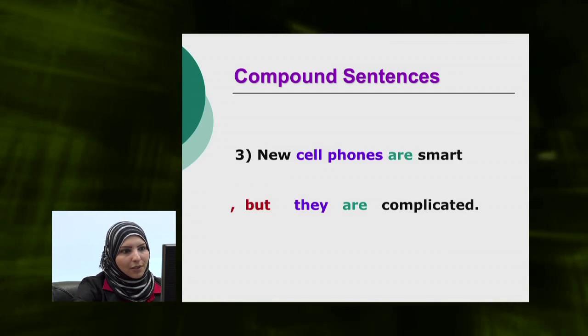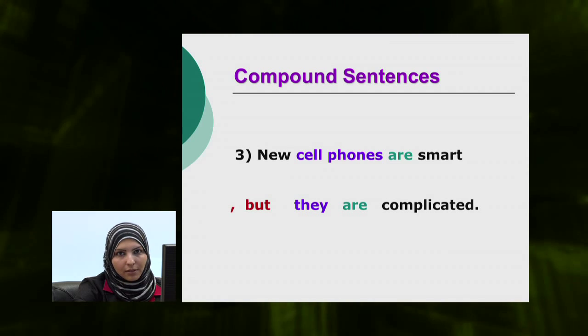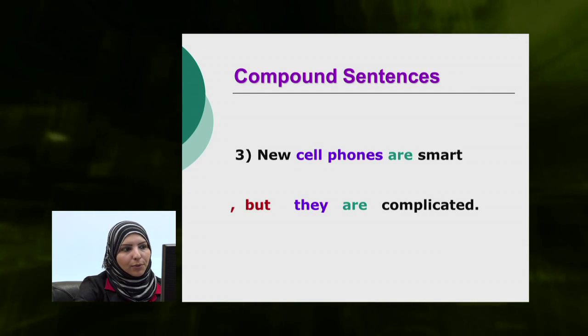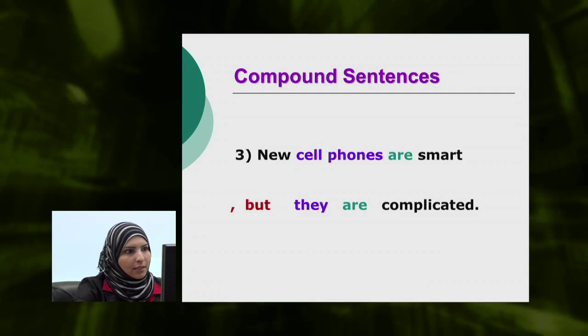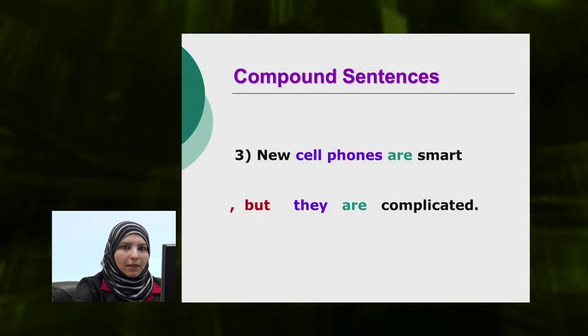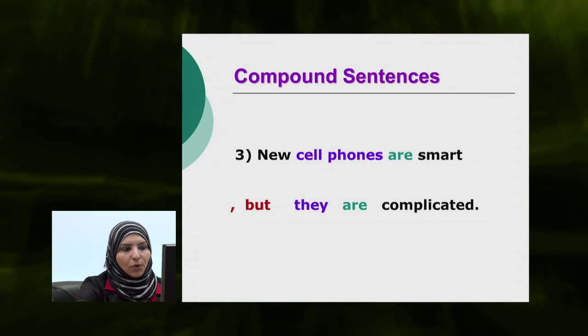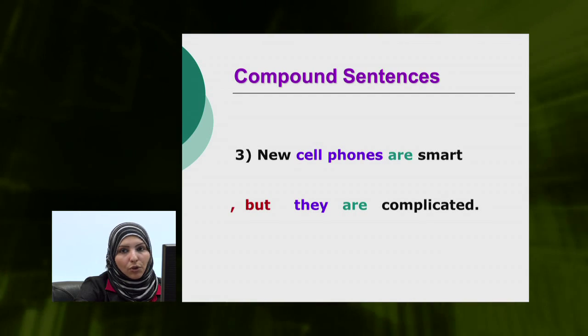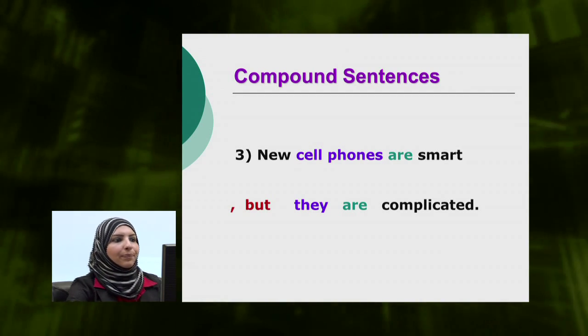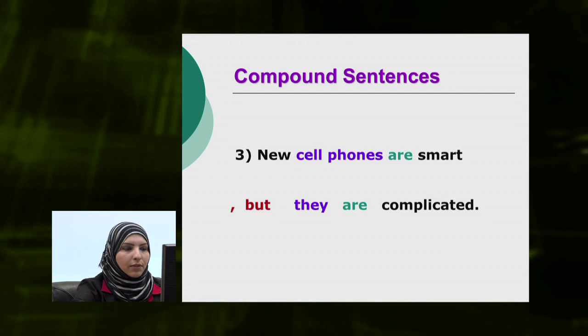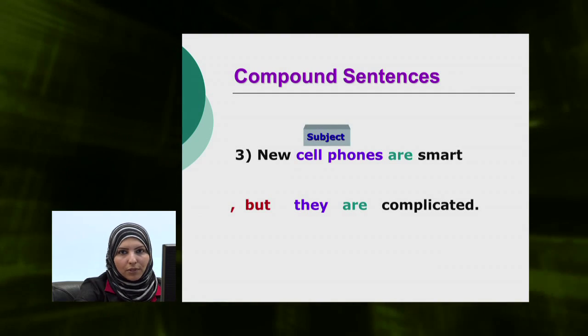The third sentence that you can write is, new cell phones are smart, but they are complicated. This sentence includes two clauses. The first clause is, new cell phones are smart, and the second clause is, they are complicated. We join these two clauses using but, which indicates contrast. Once we look again at the first clause, we'll find out that the subject is cell phones, the verb is are, while in the second clause, the subject is they, and the verb is are too.